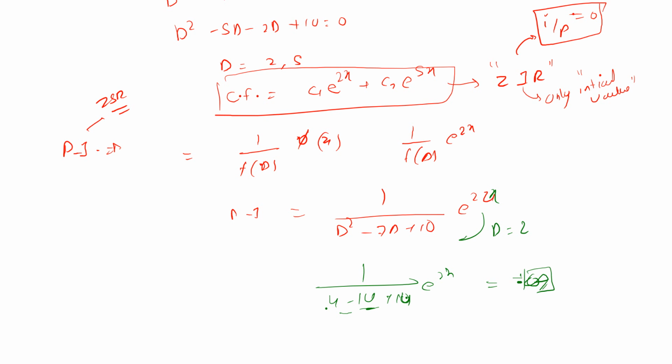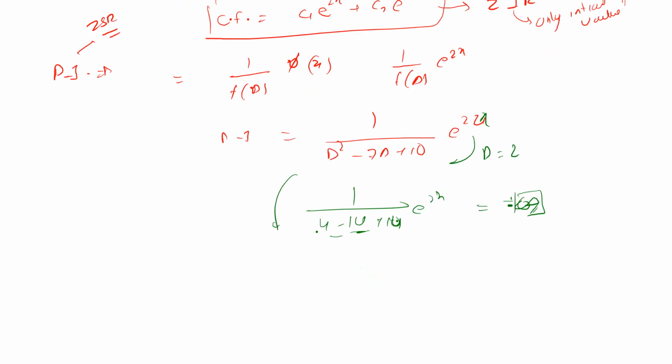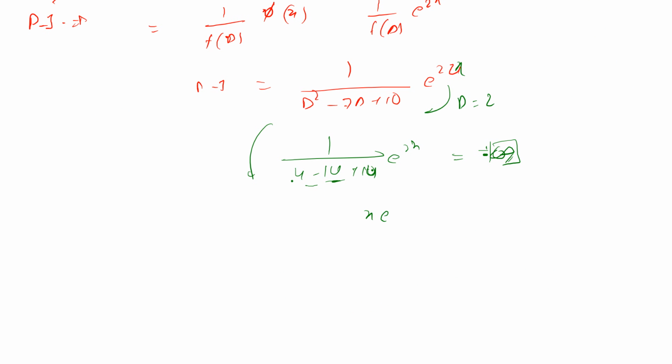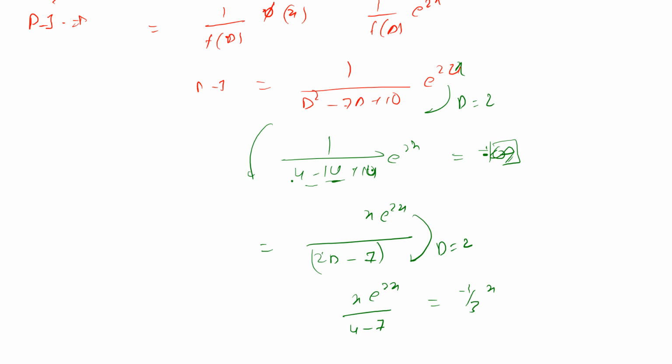So again, we differentiate the denominator and multiply the numerator by x. So we have x e^(2x) over the derivative of D^2 - 7D + 10, which is 2D - 7. Now we again replace D by 2. We get x e^(2x) over 4 - 7, which is minus 1 upon 3 x e^(2x). Finally we got the particular solution.